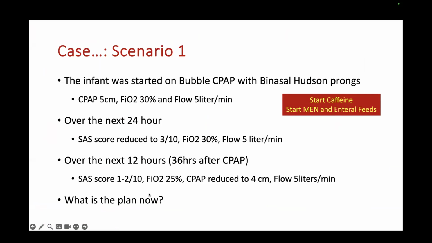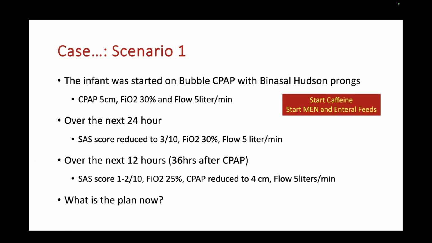In this baby who had respiratory distress with increased work of breathing, the baby was started on bubble CPAP with binasal Hudson prongs, with a pressure of 5, FiO2 30% and flow of 5 liters. Over the next 24 hours, the baby's SA score gradually decreased. So just by giving pressure, the lungs started opening up. The work of breathing came to 3 by 10 and the FiO2 was still 30%, flow was 5 liters because bubbles were seen. Over the next 12 hours, that is at 36 hours after starting CPAP, there was hardly any respiratory distress. So the pressure was kept at 5, FiO2 was decreased from 30 to 25%, and then CPAP was reduced from 5 to 4.